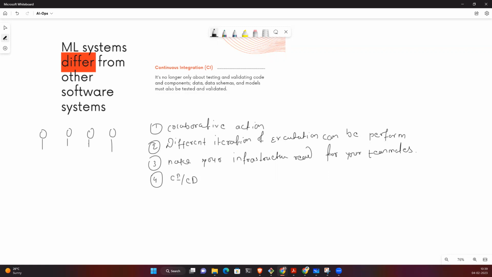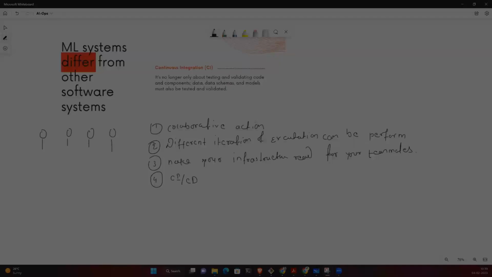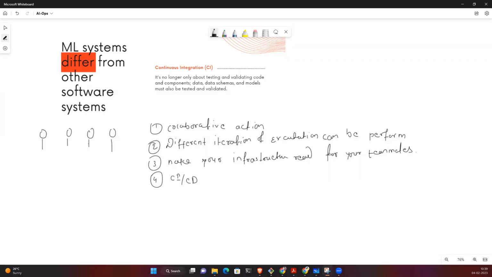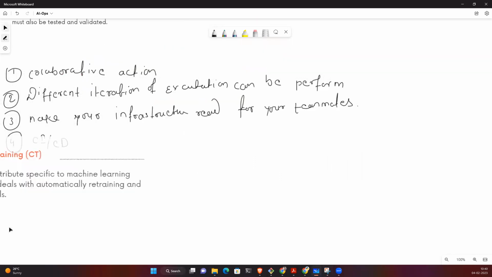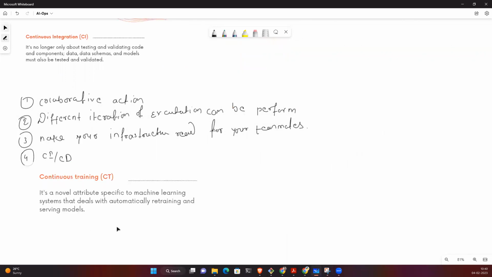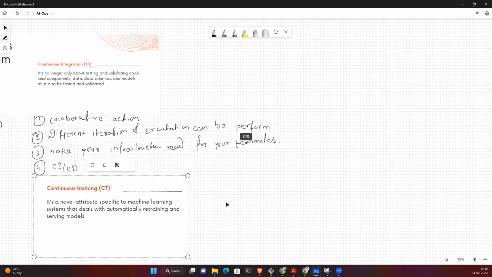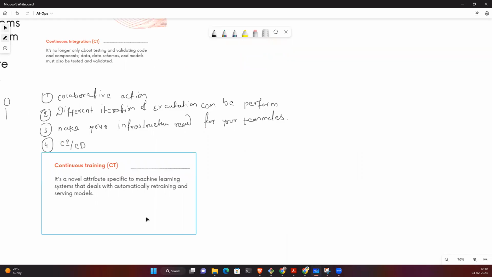So there is one difference between the ML system and other software systems, let me put it in the slide as well, just a minute. What I'm trying to say is, it's a continuous training process. Okay, so it's a novel attribute specific to the machine learning system that deals with the automated retraining of the model serving.